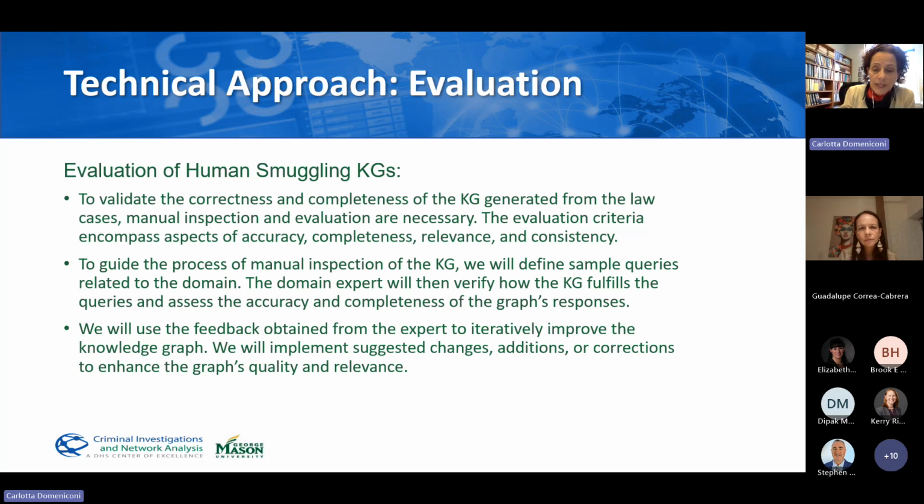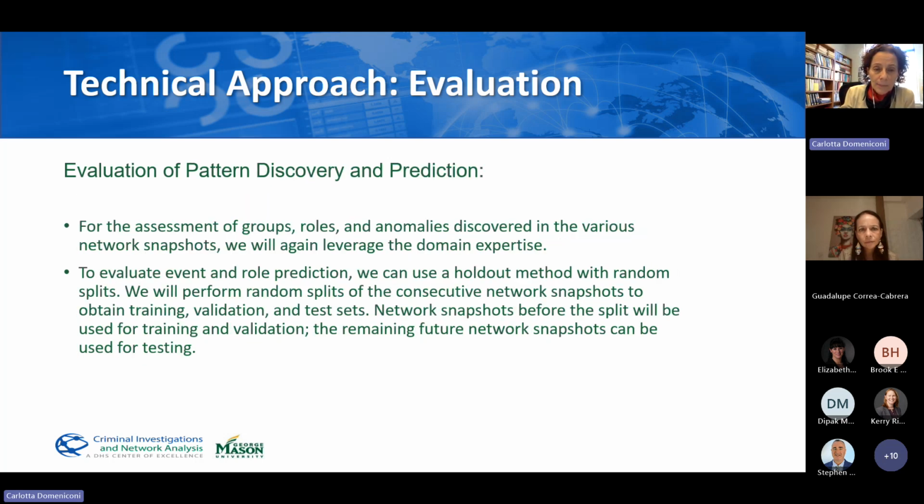To evaluate the graph mining process, we can again leverage our domain expertise in order to evaluate the found groups and potential anomalous events. To analyze the dynamics, the dynamical modeling, we can actually use historical data by performing random splits in history and use whatever comes before the split for training and validation, and whatever comes later for testing the accuracy of our predictions.